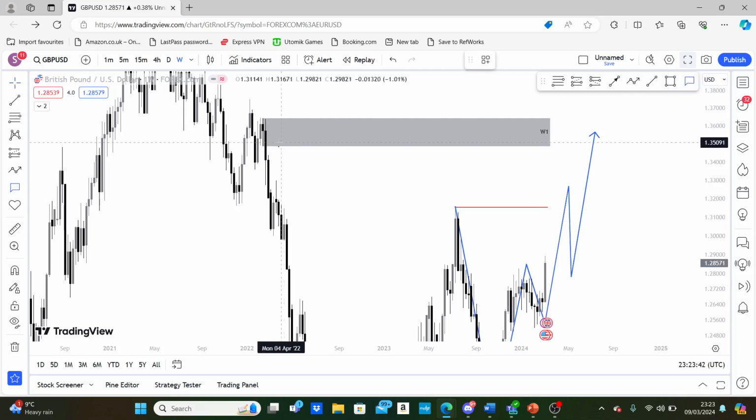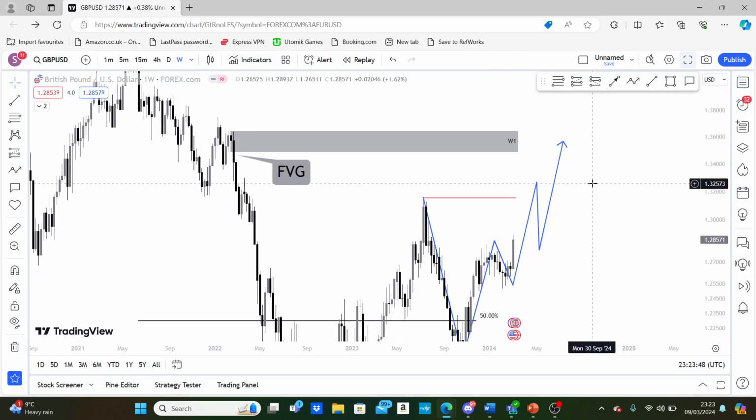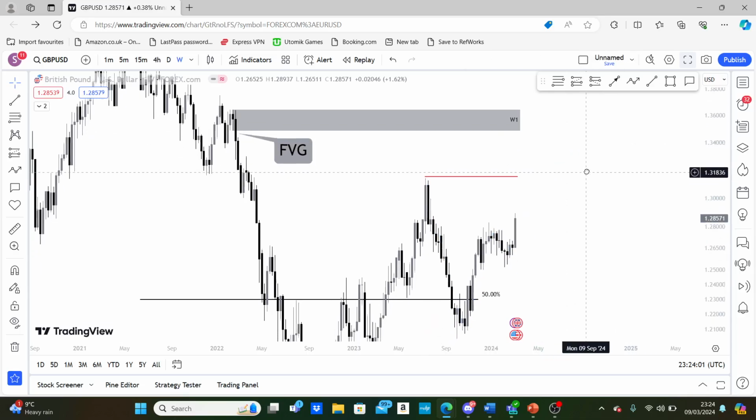Premium POI, FVG left, fair value gap left in the premium, okay? So I expect price to get all the way up to the level of 1.349. Sorry, 1.349 is the next projected price point for GBP/USD.